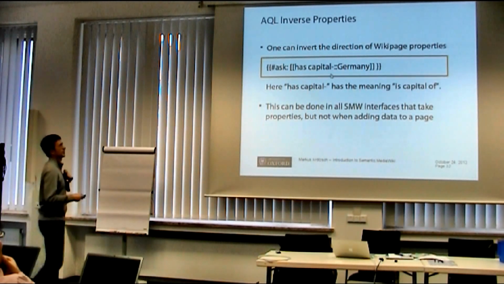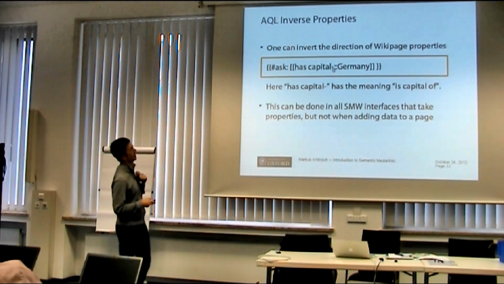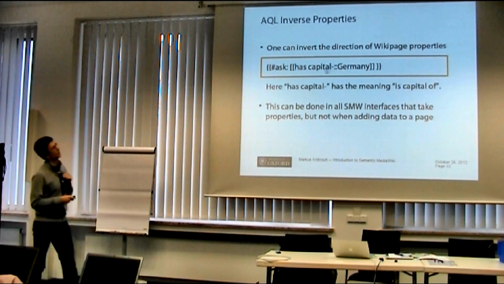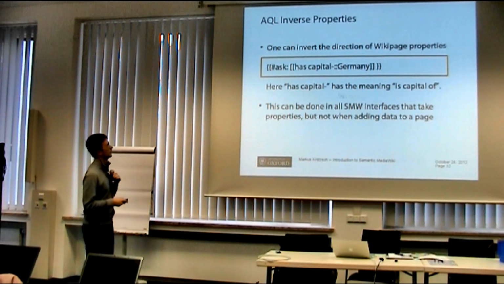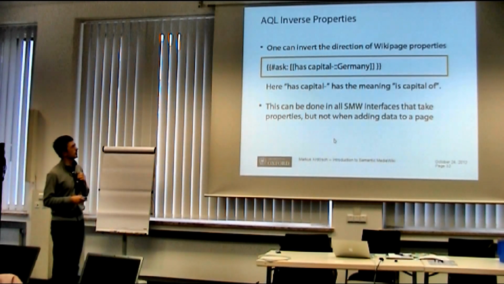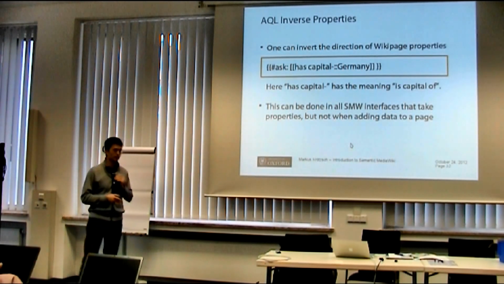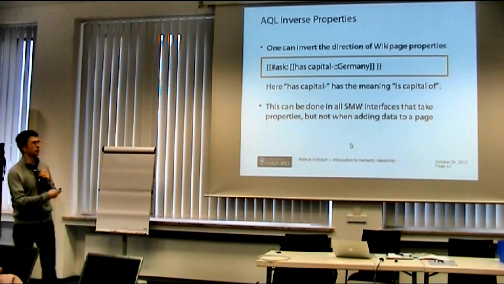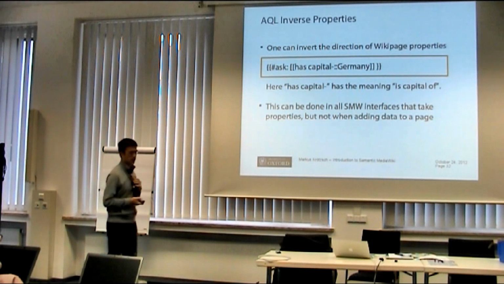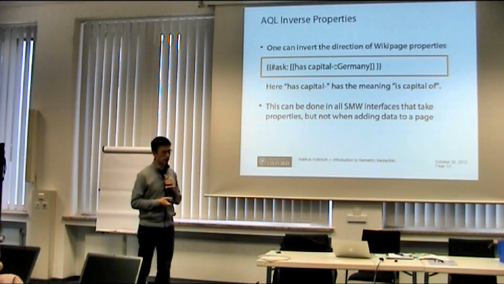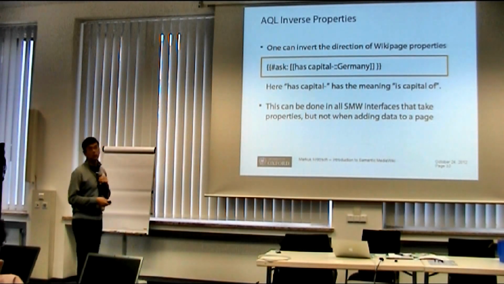So another way to solve that is to just invert the direction of the has capital property, and we do that with the little minus afterwards. So if you have has capital minus, it would have the meaning of is capital of. Okay, and this can actually be done in all SMW interfaces that take property values, just not when adding data. And so you can also browse properties using the inverse. It only works for wiki page properties, obviously, because only these can point from and to pages. So inverting them still gives you pages, otherwise it wouldn't. Okay.